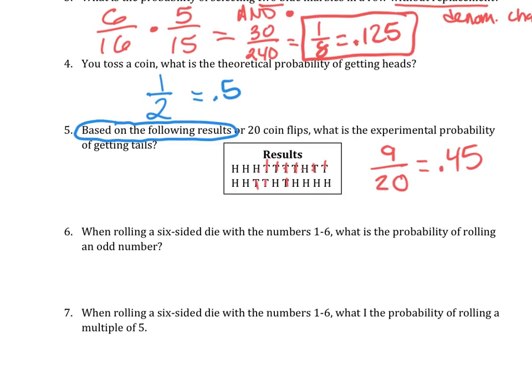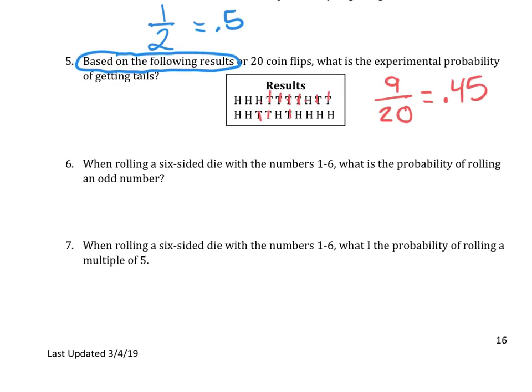Number 6, when rolling a 6-sided die with the numbers 1 through 6, what is the probability of rolling an odd number? So here we're not giving any data, so that means we're just doing theoretical or classical probability. When we roll a die, we have 6 possible outcomes, so 6 is our denominator. Of those 6 outcomes, there are 3 odd numbers, 1, 3, or 5. So 3 would be our numerator, which can be reduced to 1/2, which would be 0.5.